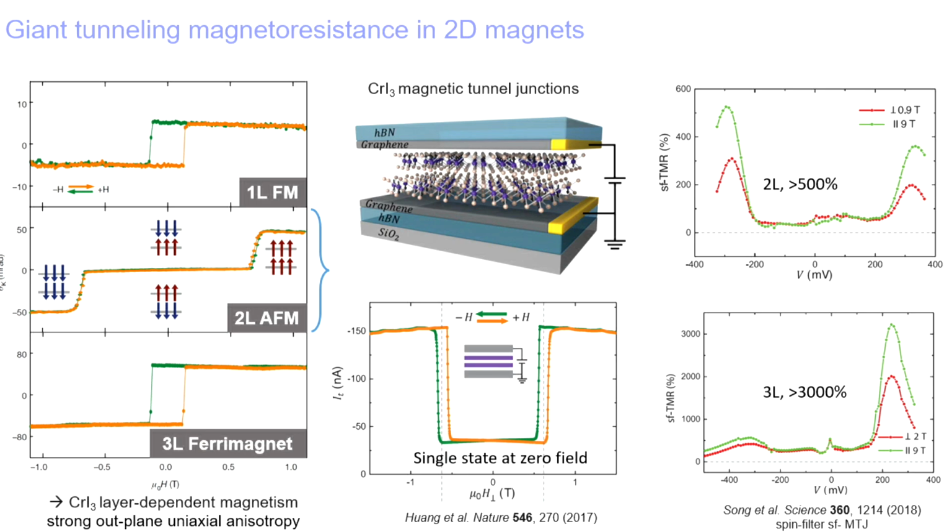So we wanted to solve this problem, and I also wanted to point out that this is a very interesting system in which you see the largest tunneling magnetoresistance effects at relatively high bias.